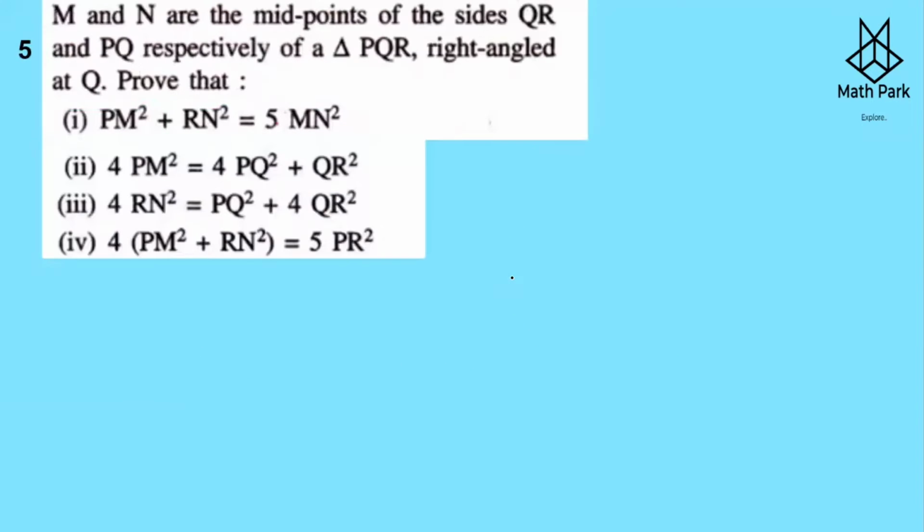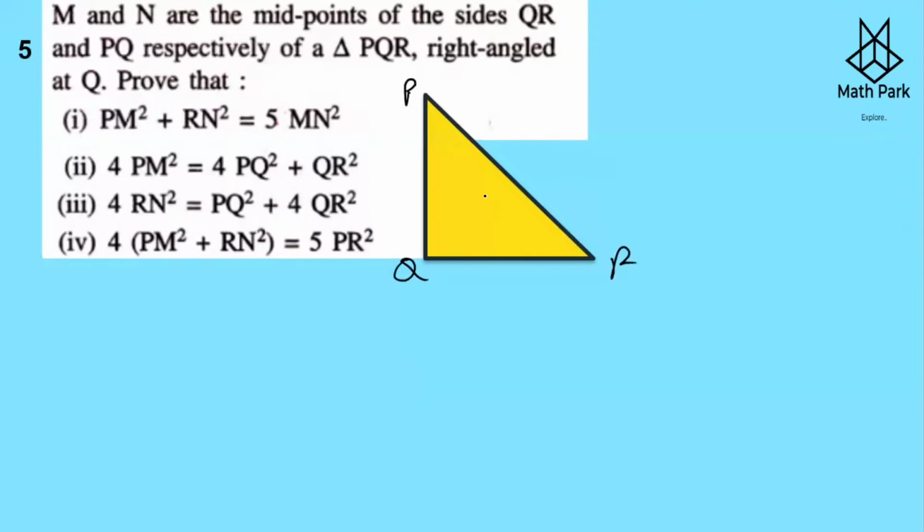Moving to question number 5, it has several sub parts here. M and N are the midpoints of QR and PQ of a triangle PQR right angled at Q. So M is the midpoint of QR and N is the midpoint of PQ respectively.